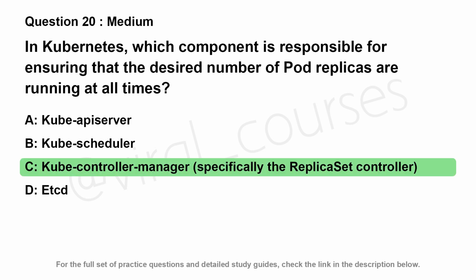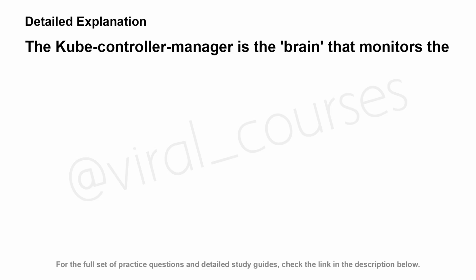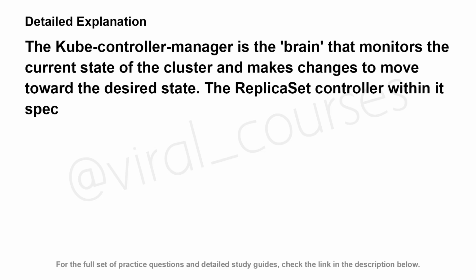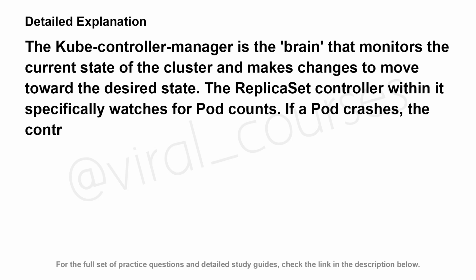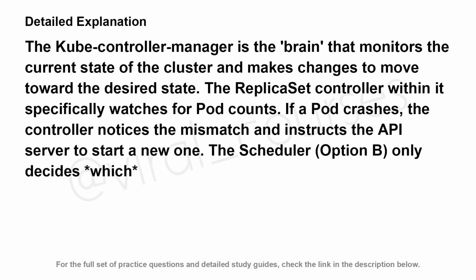The correct answer is C. The Kube Controller Manager is the brain that monitors the current state of the cluster and makes changes to move toward the desired state. The replica set controller within it specifically watches for pod counts. If a pod crashes, the controller notices the mismatch and instructs the API server to start a new one. The scheduler, option B, only decides which node a pod should live on.